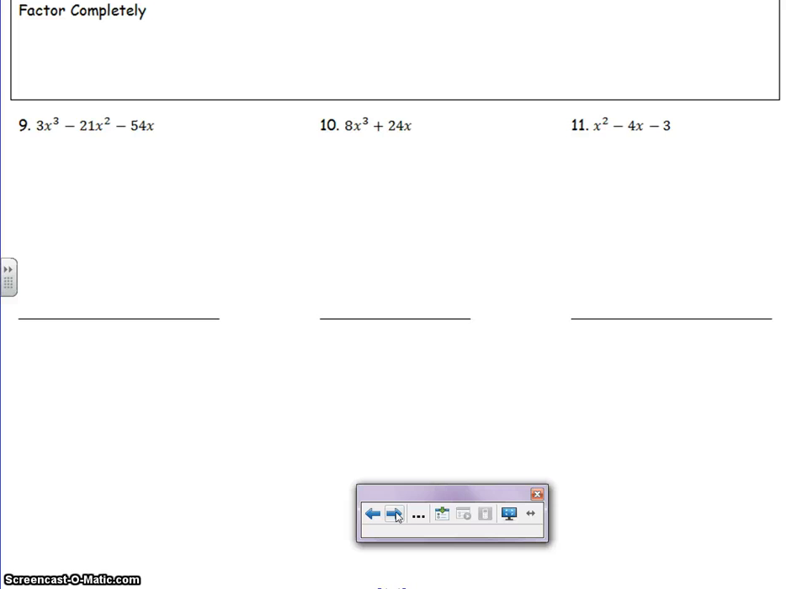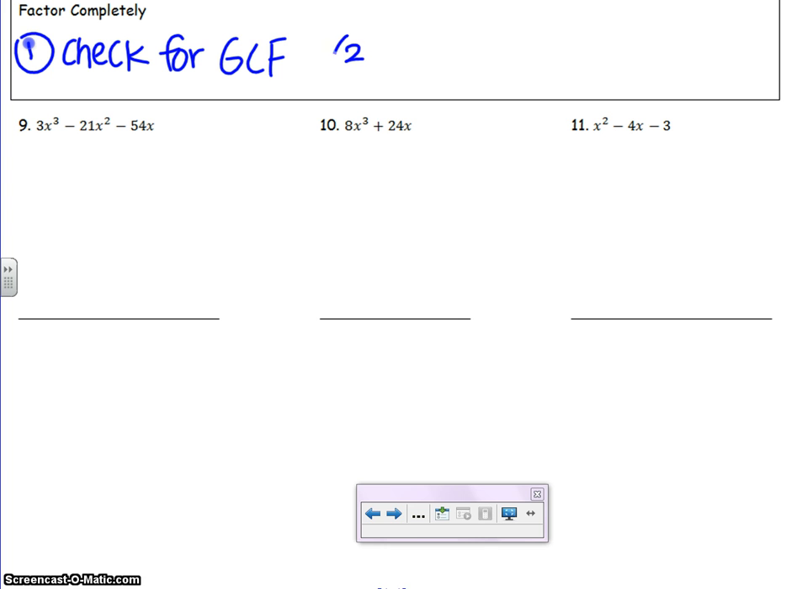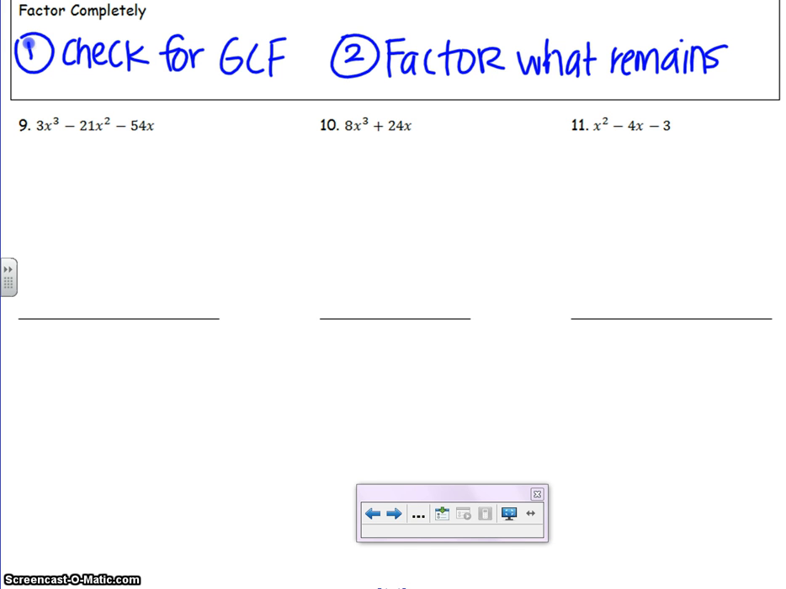When we say we want to factor completely, that means first we're going to check for a GCF, and then we're going to factor anything that remains. And this means we're going to have to remember to check for our special products. Okay, so we look at number 9.